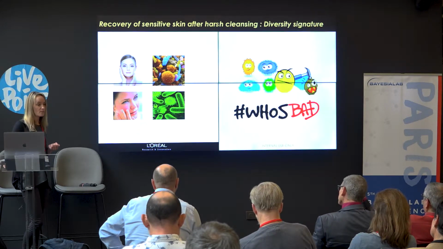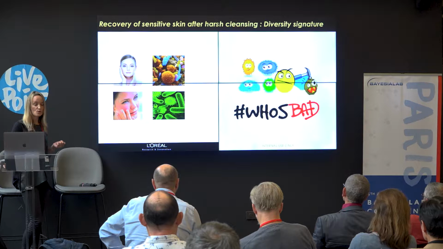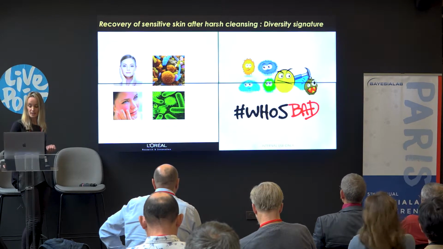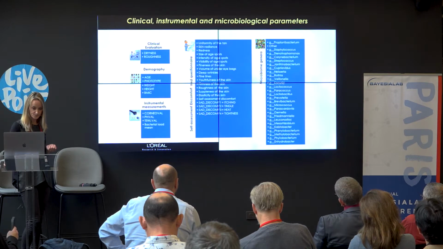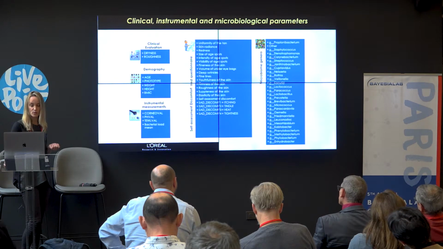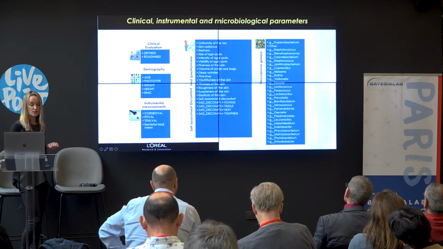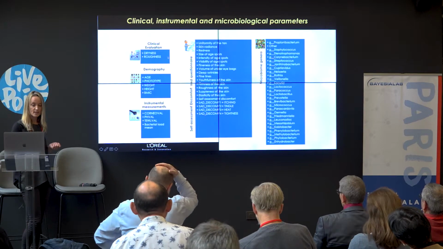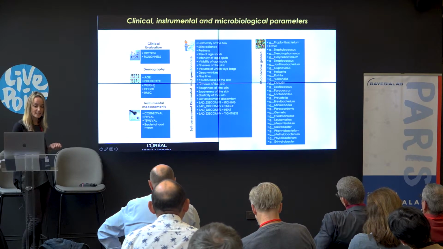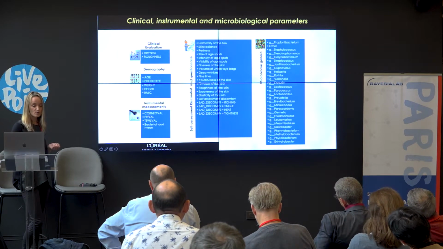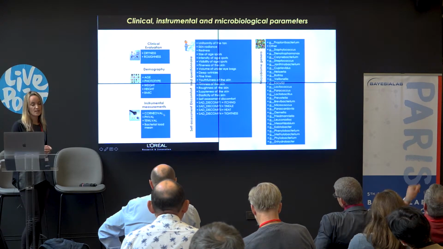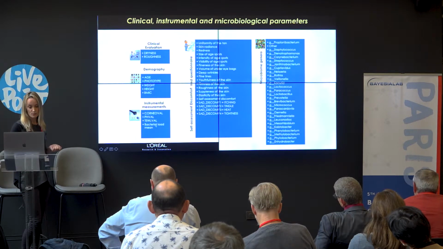But we don't know who are the bad guys, and we don't know what correlates with those specific bacteria. So we performed the Bayesian network. The parameters included in the Bayesian network were those ones. Some clinical evaluation, dryness and roughness, some demographic information about age, phototype, weight, and some instrumental measurement, corneometry, which is hydration measurement, the pH, and etc.